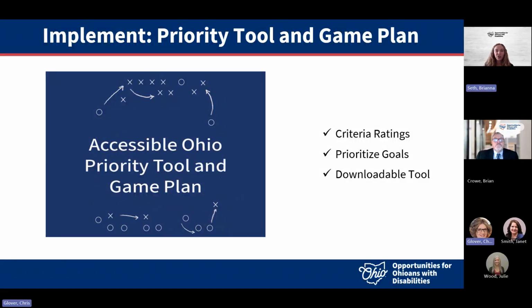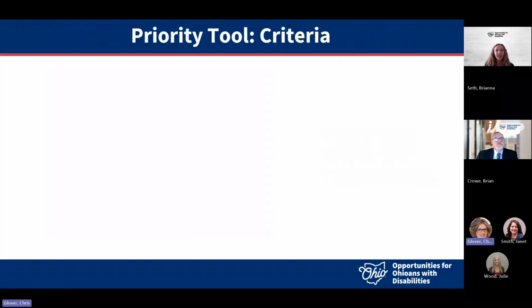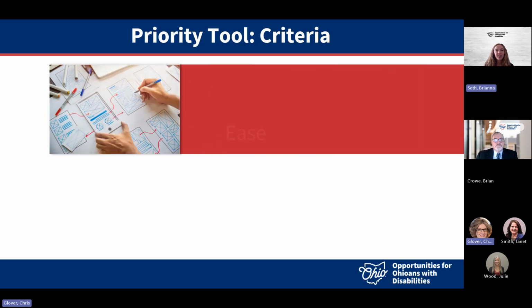So let's consider how this tool can be helpful for the goal of installing automatic doors. Let's discuss two criteria referenced in the Priority Tool and Game Plan, which can impact achieving accessibility goals. The first is ease. This can include a business's internal knowledge and expertise about a topic, in this case, installing automatic doors. For example, having a maintenance staff who can install the automatic doors once the equipment is ordered. As we mentioned, each organization is unique, so the rating will vary from organization to organization.